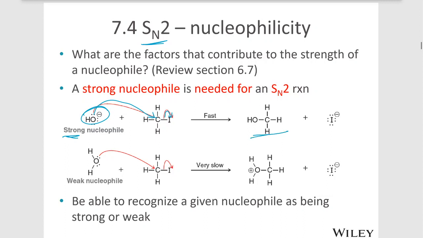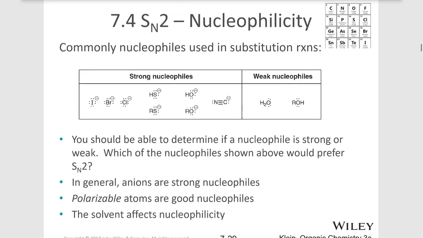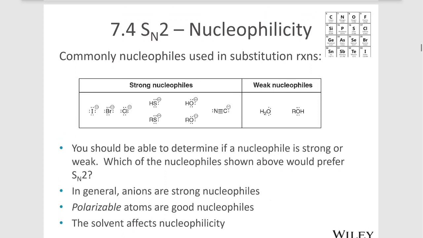If you've got a weak nucleophile, something that's neutral but still has a lone pair, something like water in this case, then this reaction is essentially not going to happen for an SN2, because it's just not going to have the strength to do that backside attack and kick out that leaving group. That's going to be very slow. So we need to be able to recognize a nucleophile as being strong or weak.